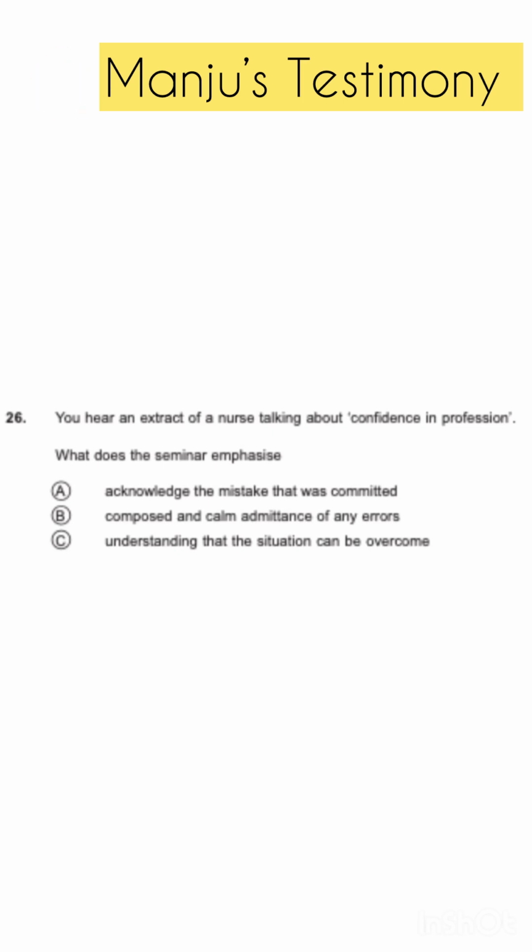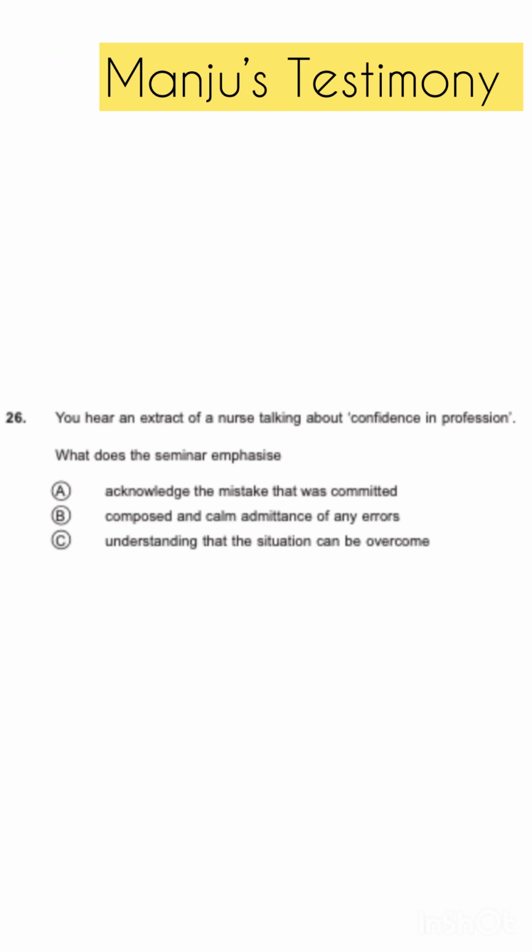So, what is the meaning of this question and answer options? Here, a nurse is talking about confidence in profession. A nurse is giving a lecture about confidence in profession. So, our question here is, what does the seminar emphasize, or what is the main aim or main objective of the seminar? So, let's read the options. Acknowledge the mistake that was committed. So, what is the meaning? If a mistake has happened, it should be acknowledged. It should be addressed. I should say that I have done that mistake. So this is what is called acknowledging the mistake.